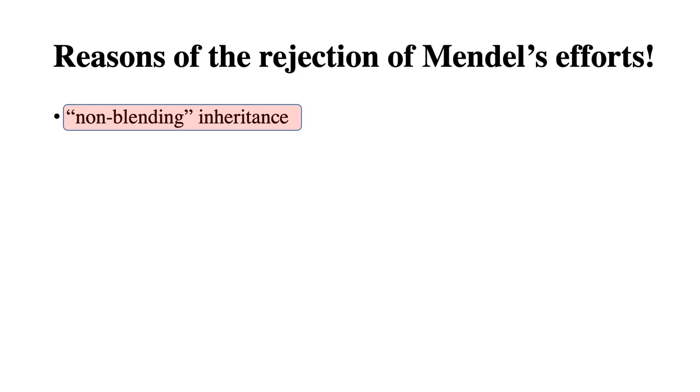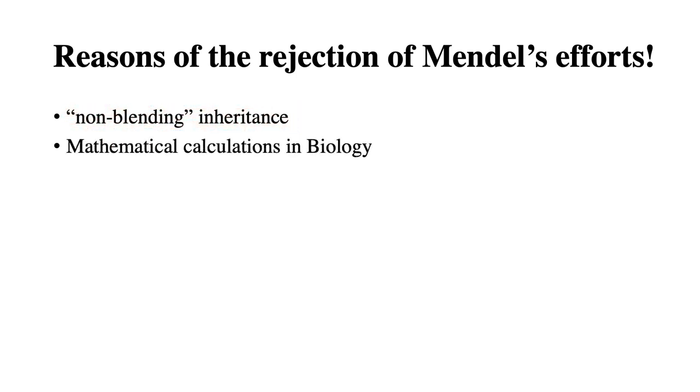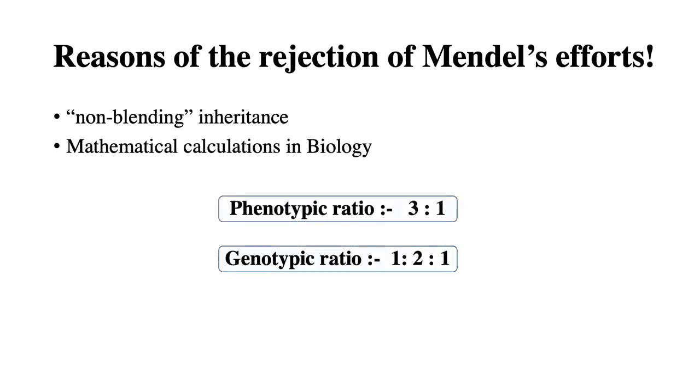Secondly, Mendel introduced mathematical calculations to explain biological processes. He presented the results in the form of ratios, such as phenotypic and genotypic ratios. But at that time, mathematical forms of biological results were not easily accepted. Hence, his work was largely ignored.